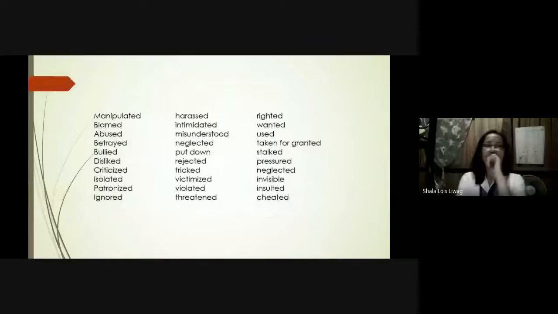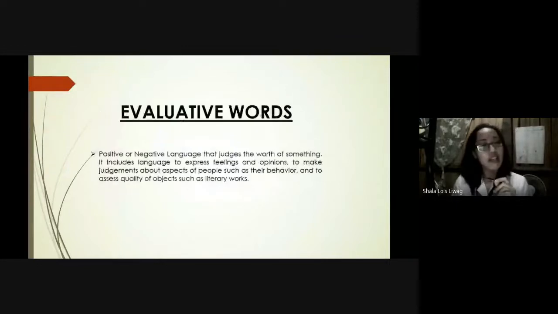What do you notice about these words? Okay, good answer. Anyone else? Very good. These are what we call evaluative words. What do you think evaluative words are? Good guess. Now, what are evaluative words? Evaluative words are positive or negative language that judges the worth of something.